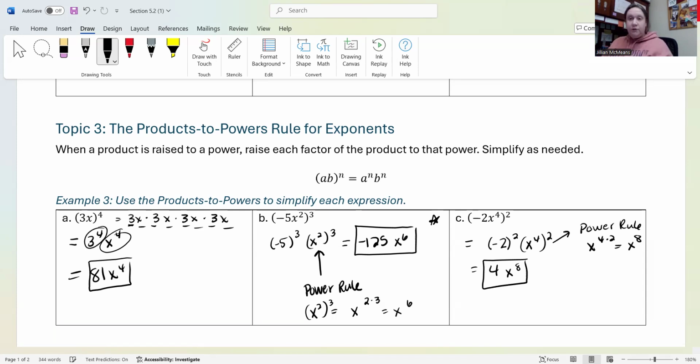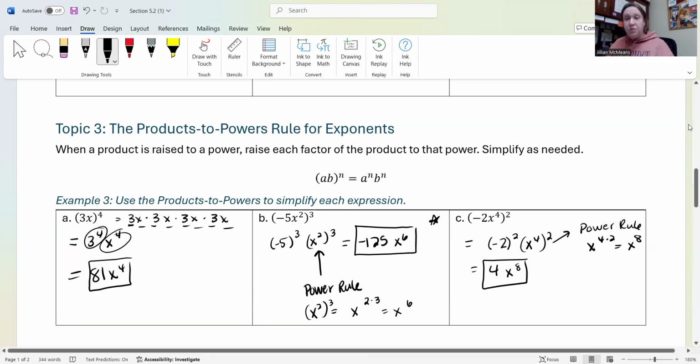So just be really careful. Watch your signs when you have a negative base. And then just know that when you're doing the products to a power rule, frequently you'll have to also do the power rule. Okay. So these are the three exponent rules that we're going to use for multiplying.